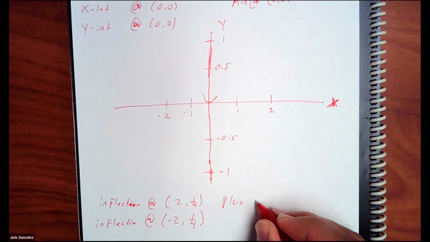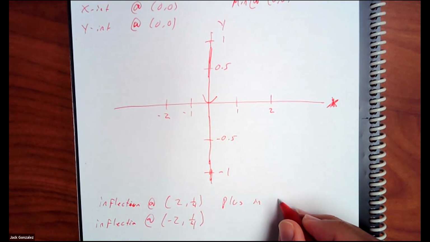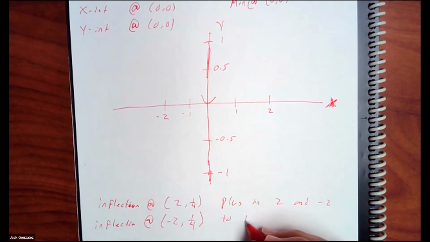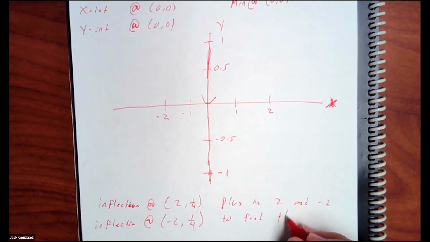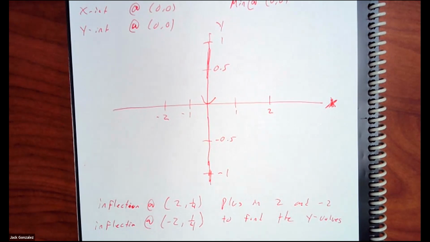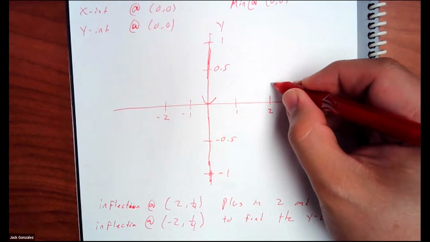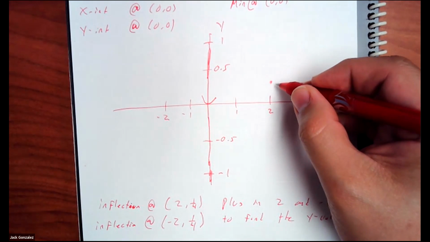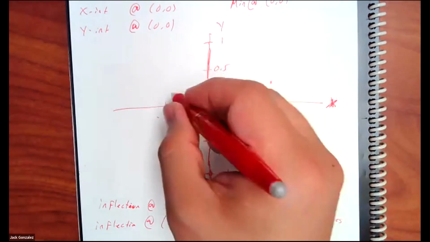Make you a note here. Plug in 2 and -2 to find the y values. Okay, so that's a little bit more information. So (2, 1/4) is about right there, and (-2, 1/4) is about here.